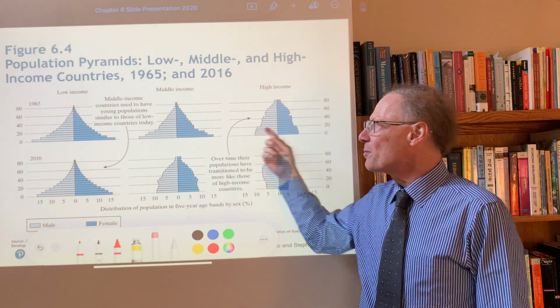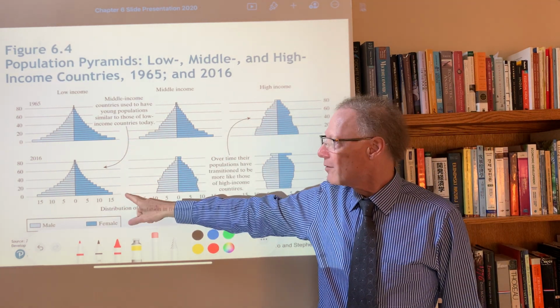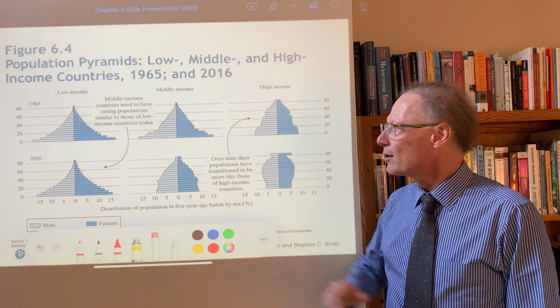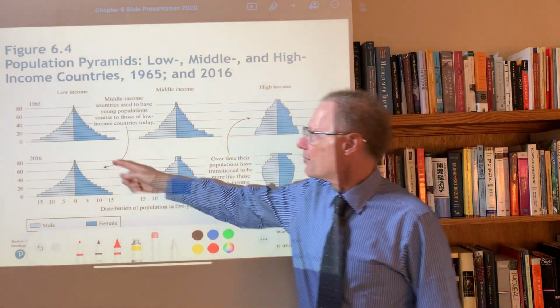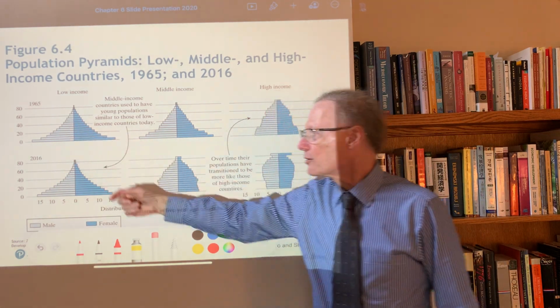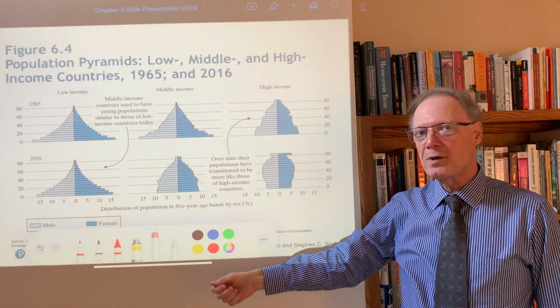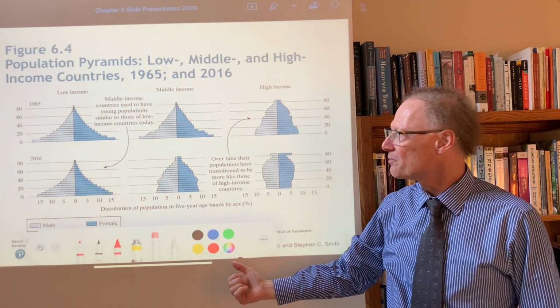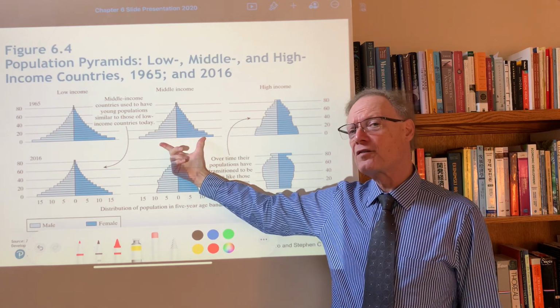In the textbook, you have pyramids for 1965 and for 2016. Way back in 1965, low-income countries overall looked much like that one for Ethiopia for 2005. Middle-income countries didn't look so much different.